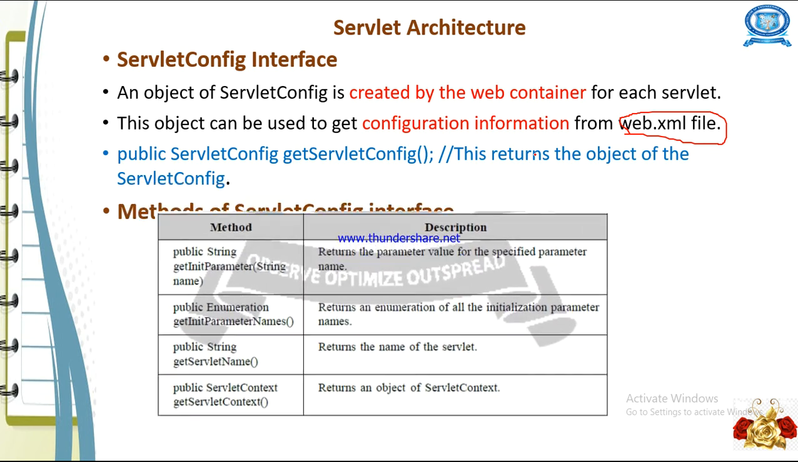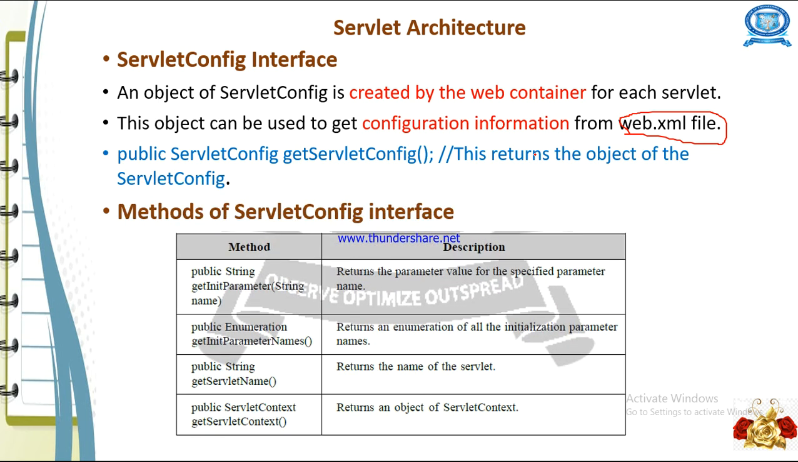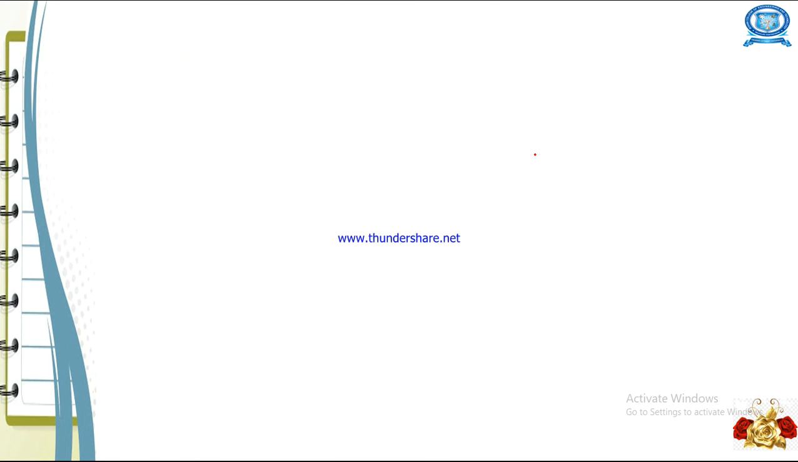Okay. Next, the methods of the servlet config interface. So what are the methods you have to use? You can see the sequence of methods tied to this topic. So public String getInitParameter, public Enumeration getInitParameterNames, public String getServletName. Okay.